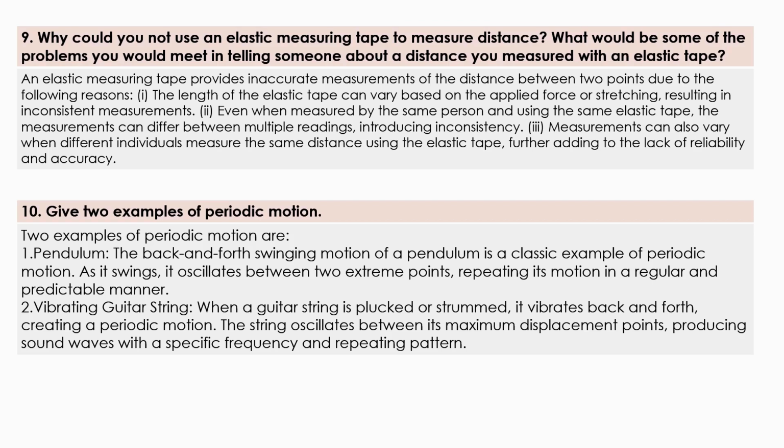Vibration of guitar string. When a guitar string is plucked or strummed, it vibrates back and forth, creating a periodic motion. The string oscillates between the maximum displacement points, producing sound waves with a specific frequency and repeating pattern.